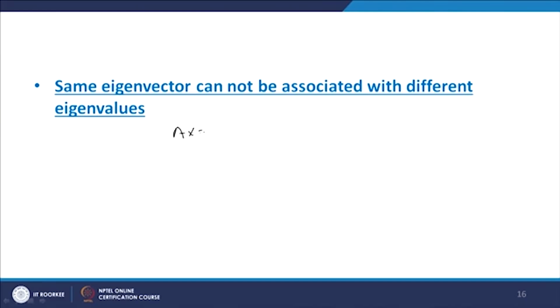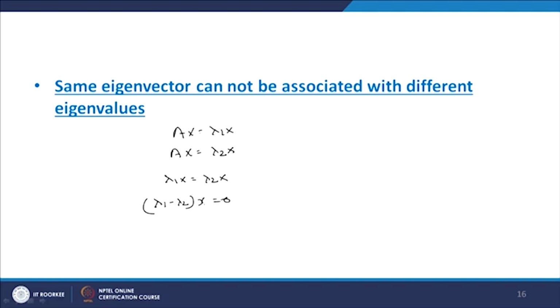The same eigenvector cannot be associated with different eigenvalues. Suppose you take Ax equal to lambda 1 x, and then we also take Ax equal to lambda 2 x. Assume that x is the eigenvector for lambda 1 and x is the eigenvector for lambda 2. Now if you equate them, lambda 1 x equals lambda 2 x. Then if you solve it, we get (lambda 1 minus lambda 2) x equal to 0.